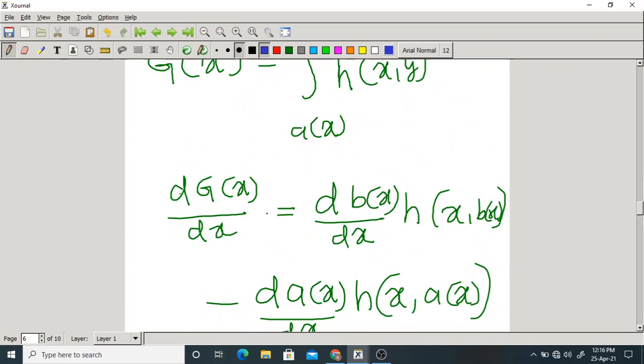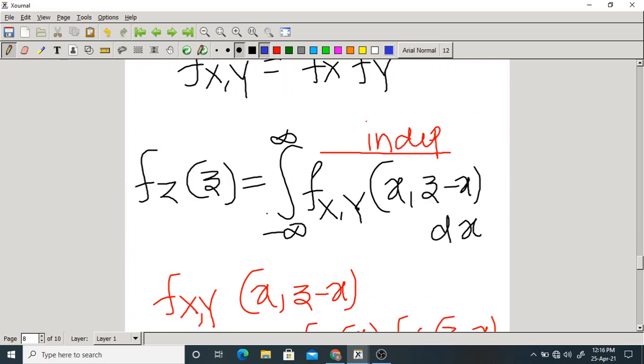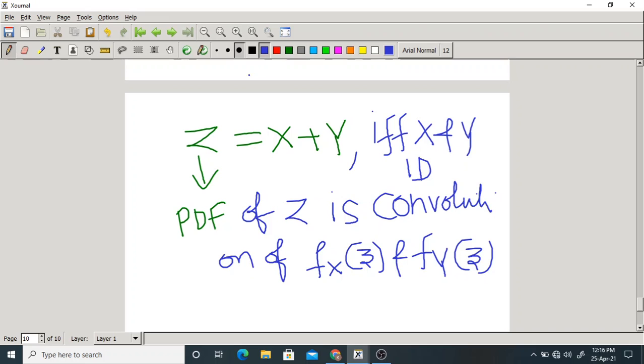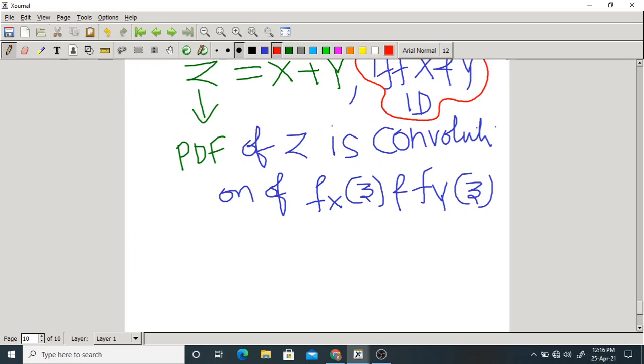Please remember, this is very important. Here I am stressing: this is true if and only if they are independent. So if they are independent, things become very easy. It's just the convolution of the given two PDFs. One more thing, it is not fx of x, it is not fy of y. They are fx of z, fy of z. Is it okay? Right?